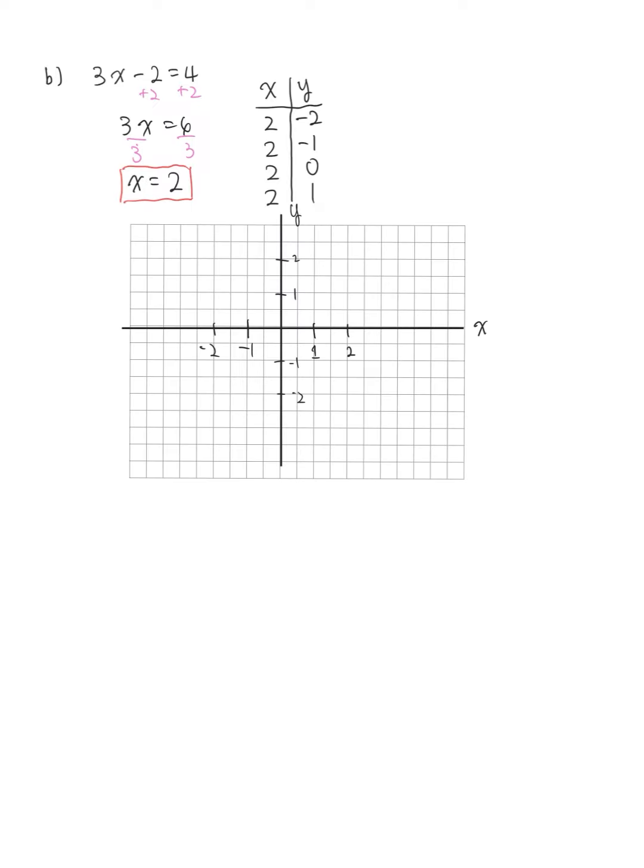So if I plot it, when x is 2, y is negative 2. That's here. When x is 2, y is negative 1. That's here, isn't it? And when x is 2, y is 0. So you got the idea. Here, what we're going to get is a vertical line as our graph.